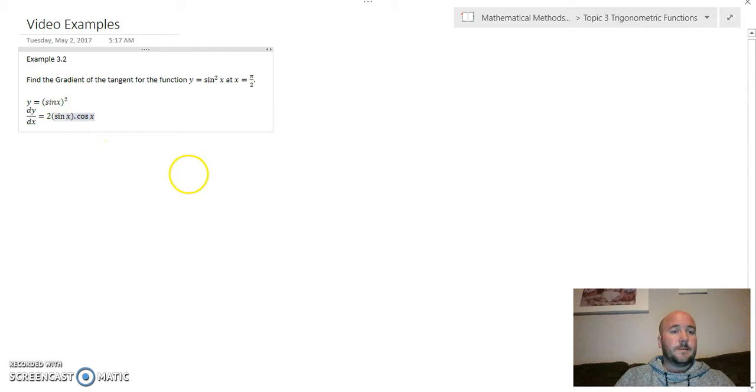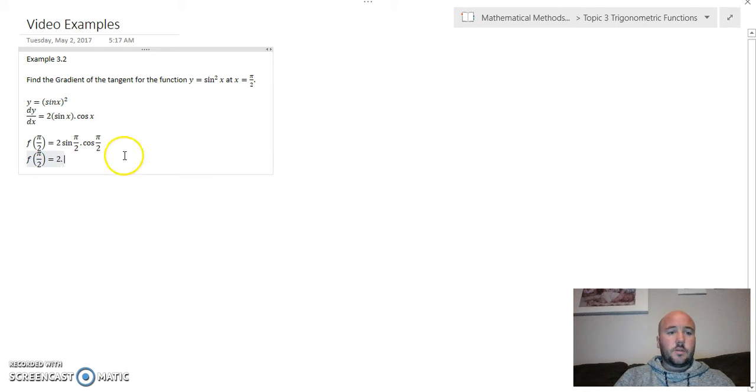So our derivative or our slope function for the y equals sine squared x function would be 2 sine x cosine x. To then go ahead and finish the question and find how steep or what the gradient of that function is at a given point, we're going to make use of pi divided by 2 as our x coordinate. So we substitute that in. So the function at pi over 2 equals 2 sine of pi over 2 times cosine of pi over 2.